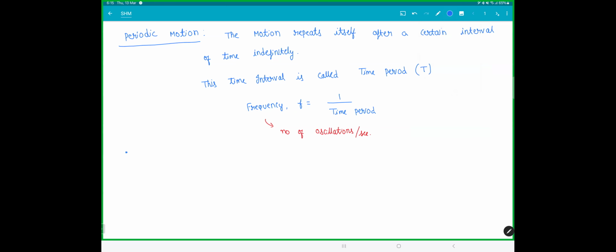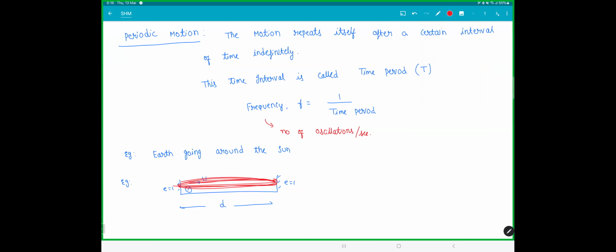Example, if I have to give a very simple example, Earth going around the sun. We can say almost it is constant. But if I have to take more examples, think of it like this. Let's say I have two walls, e is equal to 1, and we have a ball here which is going with speed u, and the distance between the walls is d. What will happen to the motion here? This will go hit the wall because e is equal to 1, it will bounce with the same speed. It will come here, hit the wall, bounce again, bounce again. It will just keep on going forever, right?